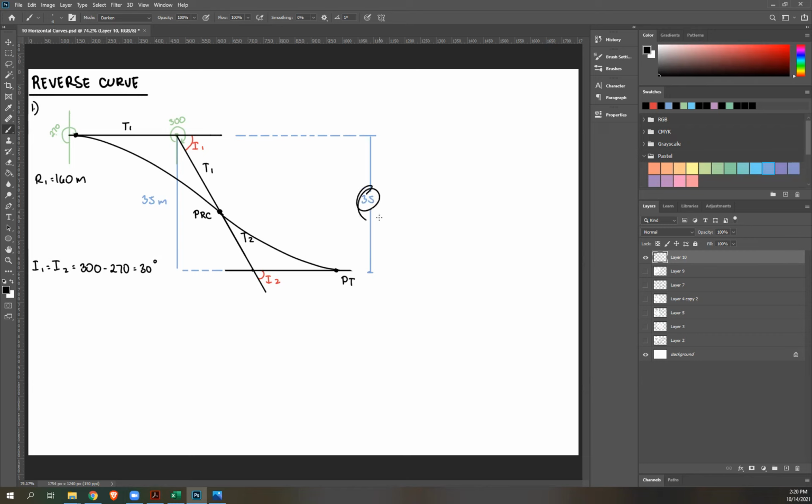Now look here. Another thing that's given is this height. Now try to be creative. What kind of shape do we have because of this 35 meters? What can you see from the drawing?